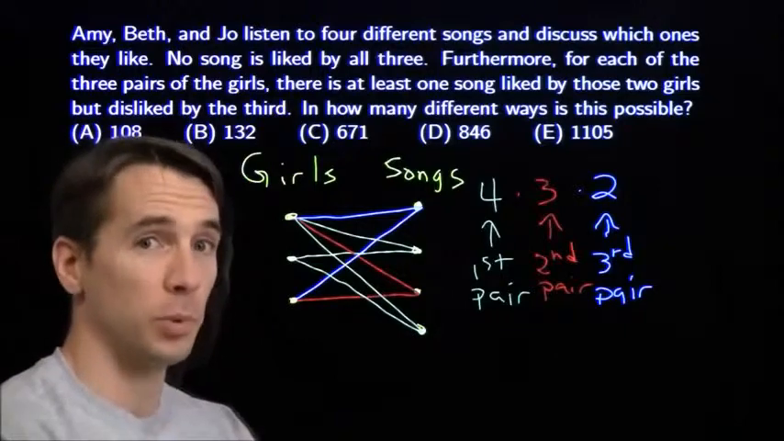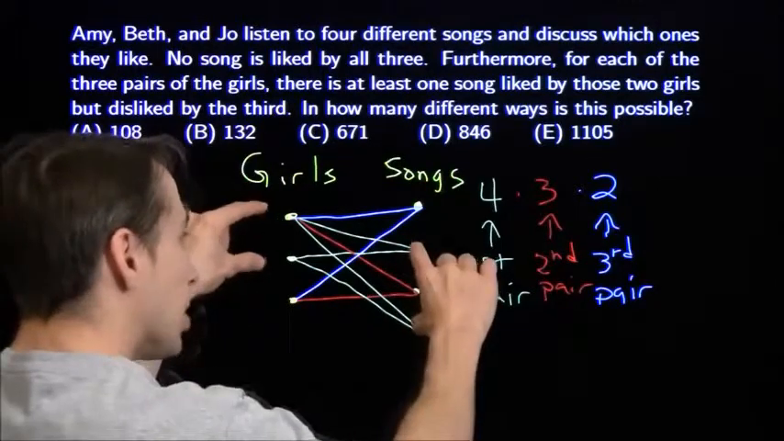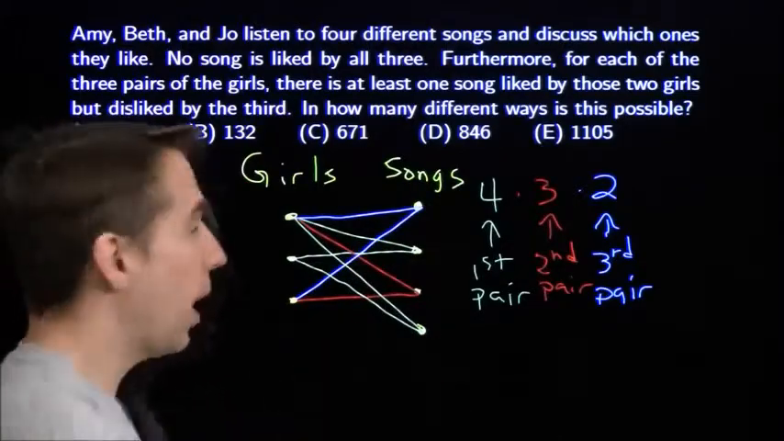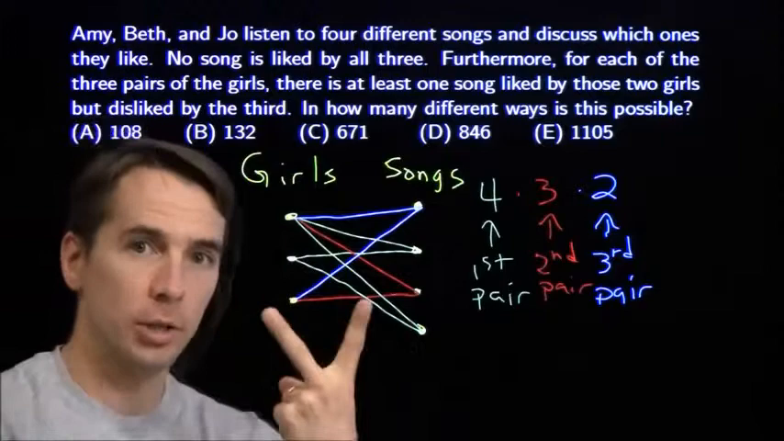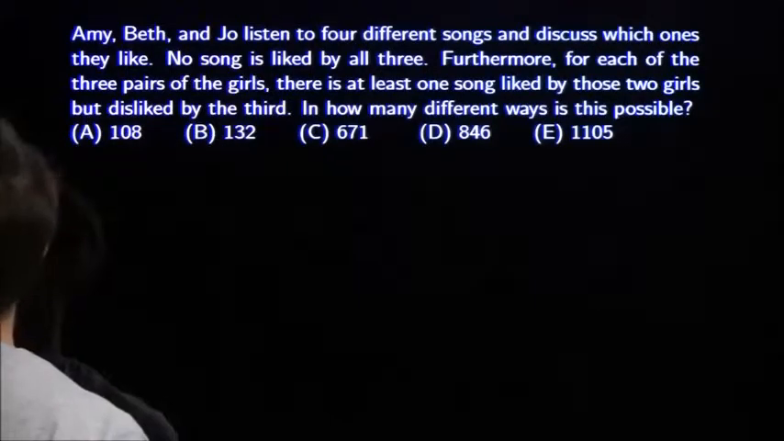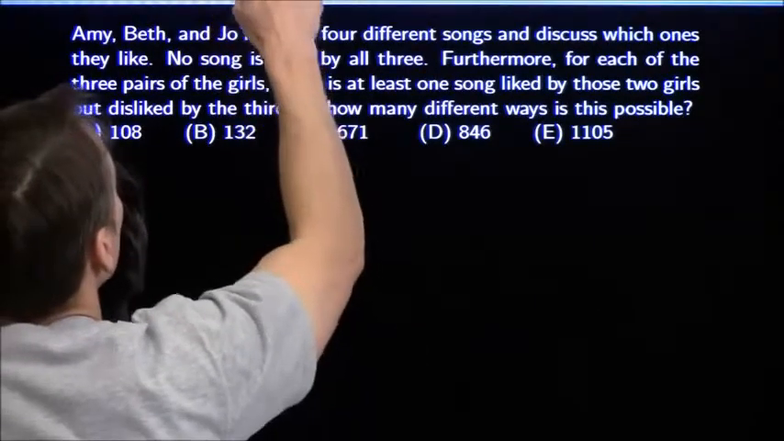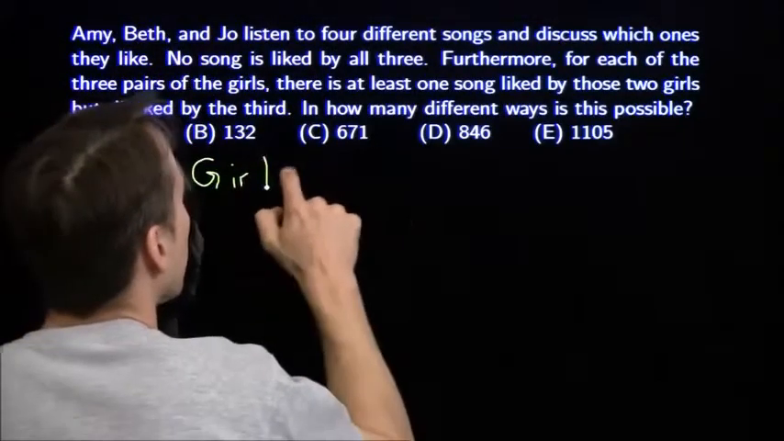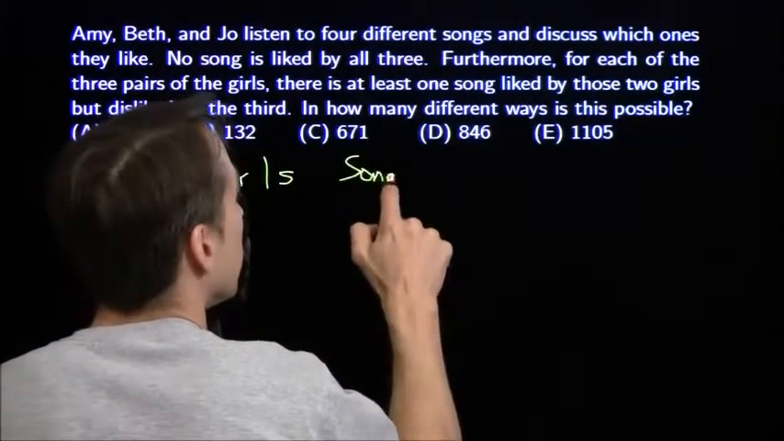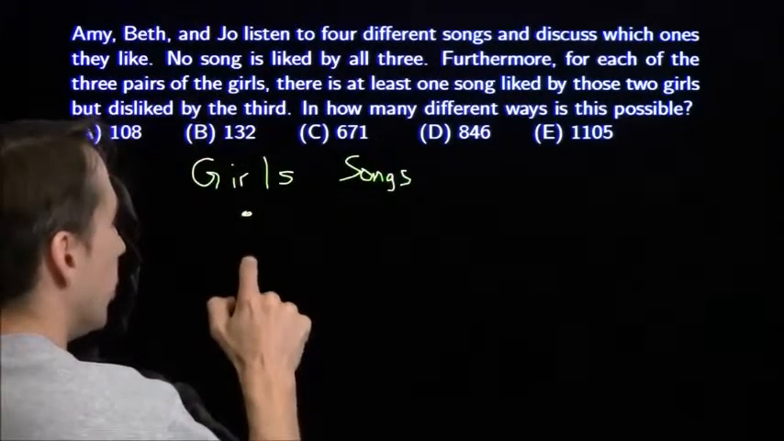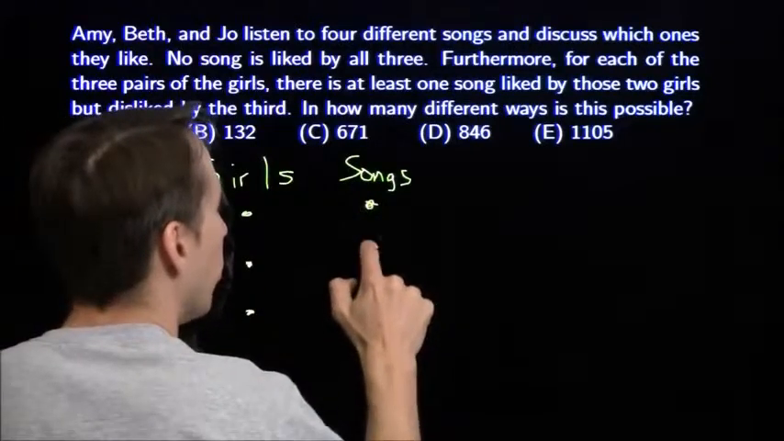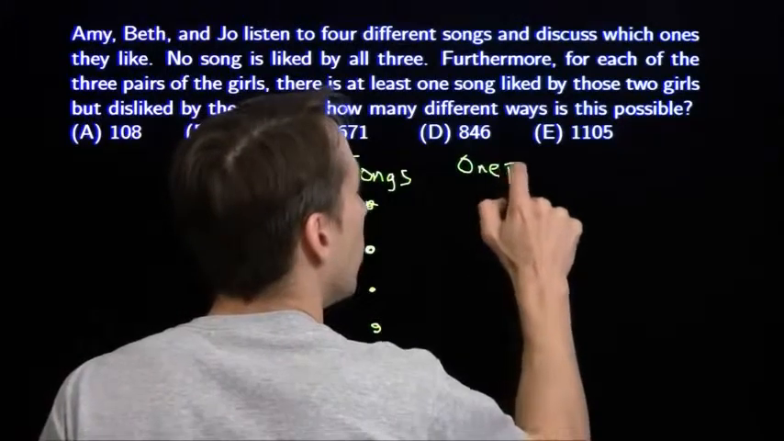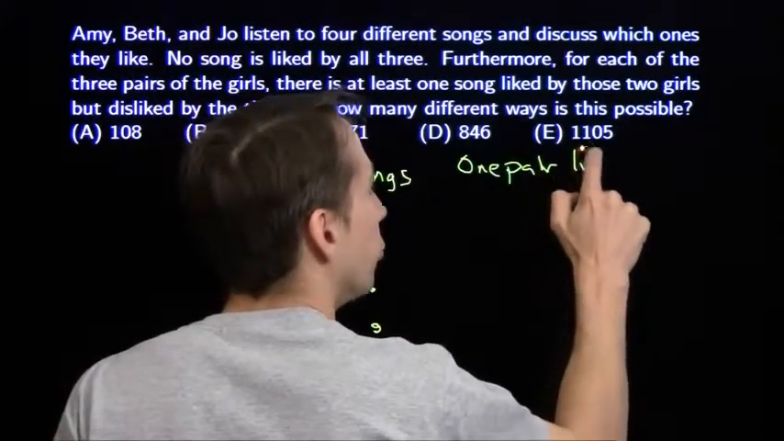So what I'm going to do here is split into cases. I'm going to look at one case where we have a setup like this. We have one pair of girls that likes 2 songs. And then we're going to look separately at what happens if there's no pair of girls that likes 2 songs. So we'll look at each of these cases, and just as we did before, we'll draw a picture. Girls, songs. Here are 3 girls. Here are 4 songs. And there's one pair that likes 2 songs.